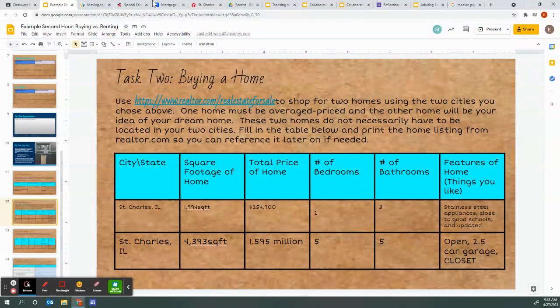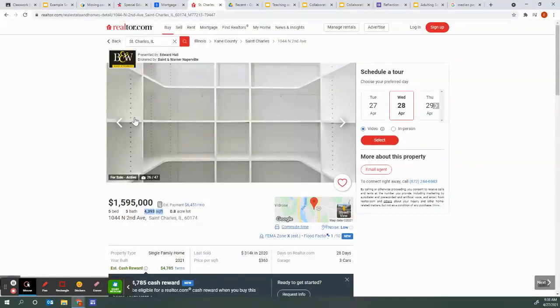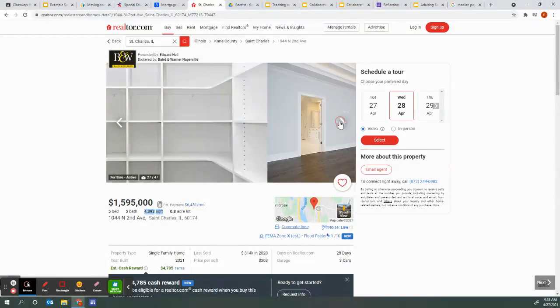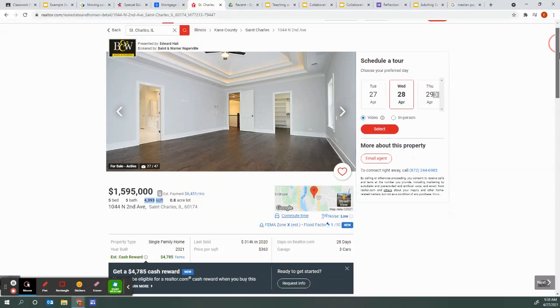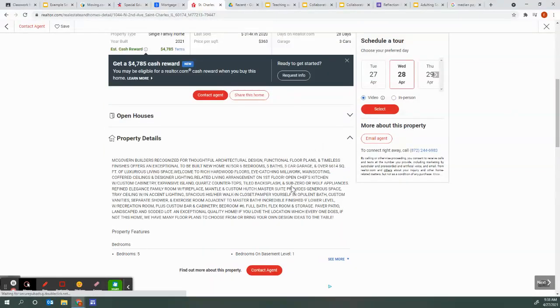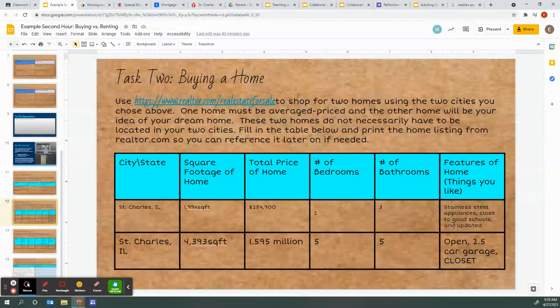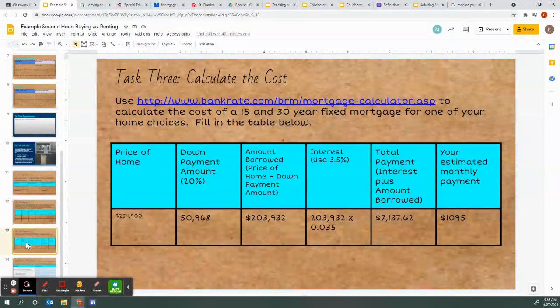Then it asks me features of the homes that I like. So I can look at pictures. You notice I stopped here on the walk-in closet because that's just, I don't know, I like clothing and I like to have it organized. So that's a big draw for me if it has a walk-in closet. But if I wanted to look at more specifics, I can click on property details and read through what they have and list a few things in this category. Then I want to choose one of these and go on to slide 13.